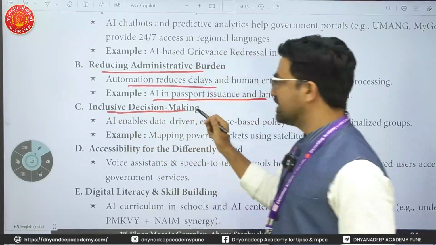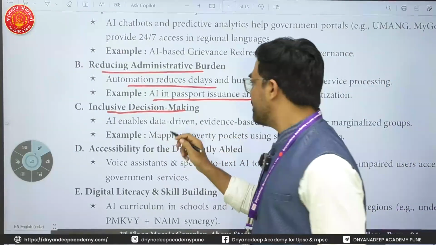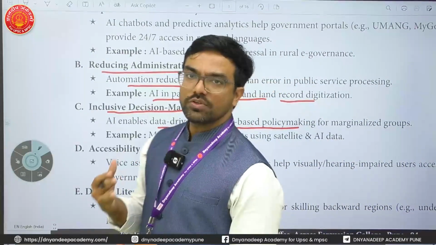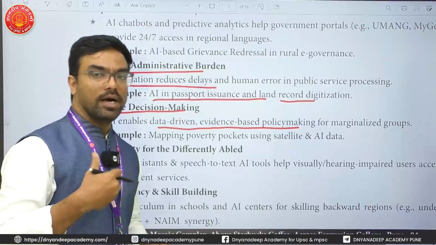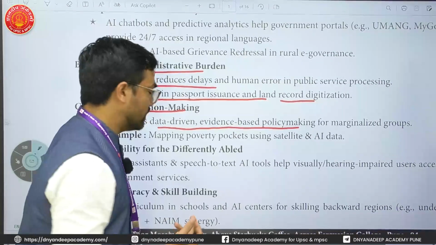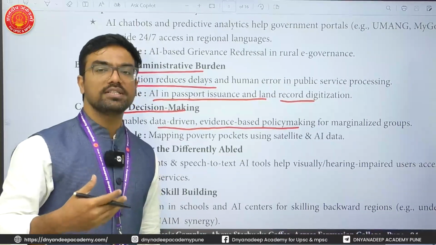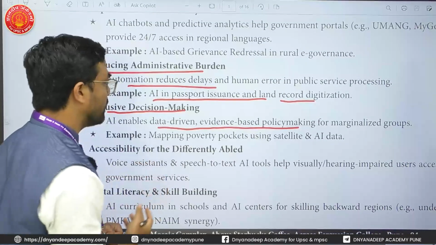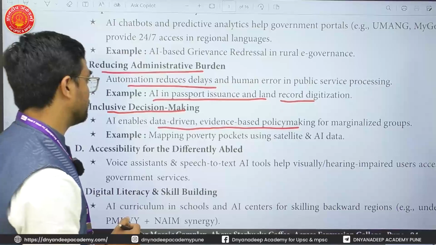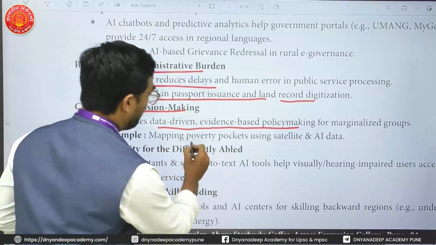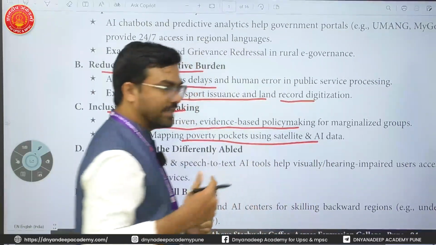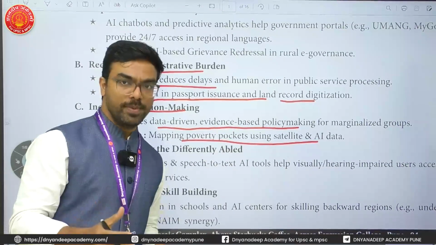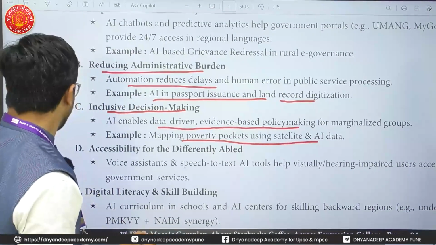Inclusive decision making. AI enables data-driven, evidence-based policy making because it is based on huge data. That's why it ensures inclusive decision making. Concerns of people from the remotest areas are being considered while making policies or taking decisions. An example is mapping poverty pockets using satellite and AI data. So it ensures that no one is left behind. So it is one of the advantages of adopting AI.